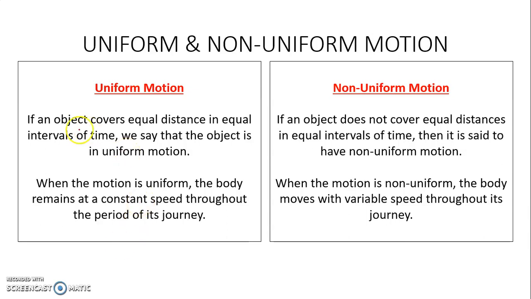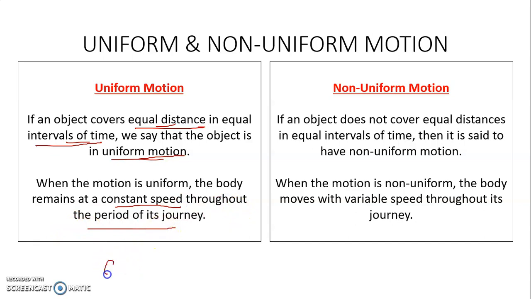Now first let us read the definition of uniform motion. If an object covers equal distance in equal intervals of time, we say that the object is in uniform motion. Remember, the object has to cover equal distances in equal intervals of time to be in uniform motion. When the motion is uniform, the body remains at constant speed throughout the period of its journey.